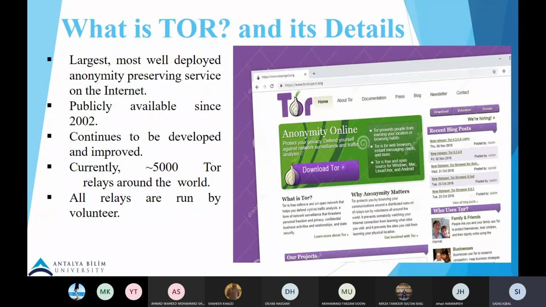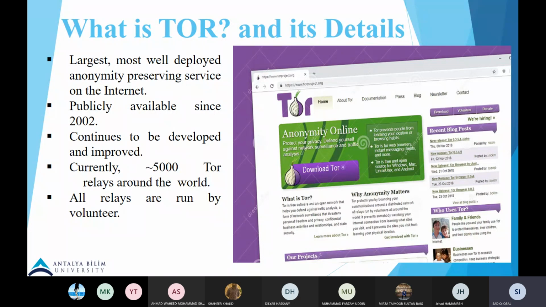TOR is basically the largest and most well-developed anonymity preserving service on the internet. This is the web page of the TOR project, and from here you can download the software as well. But I recommend that if you are serious about being anonymous and using this software, first you need to know in-depth detail about it, and then download and install it. First you need to know the basics and what needs to be done accurately, and what we do not need to know.